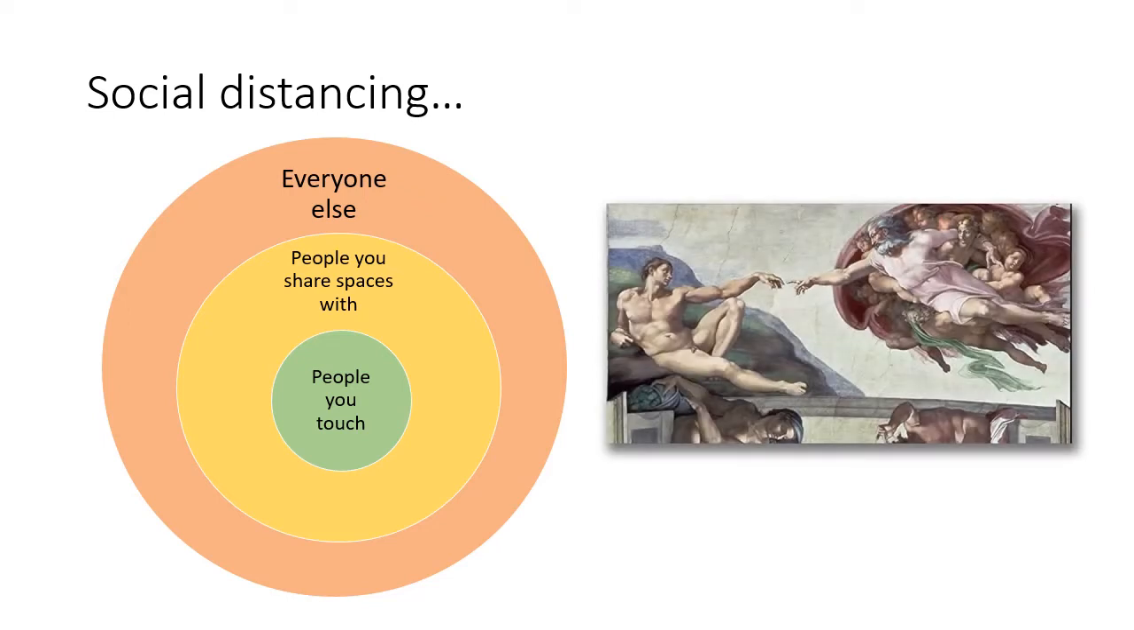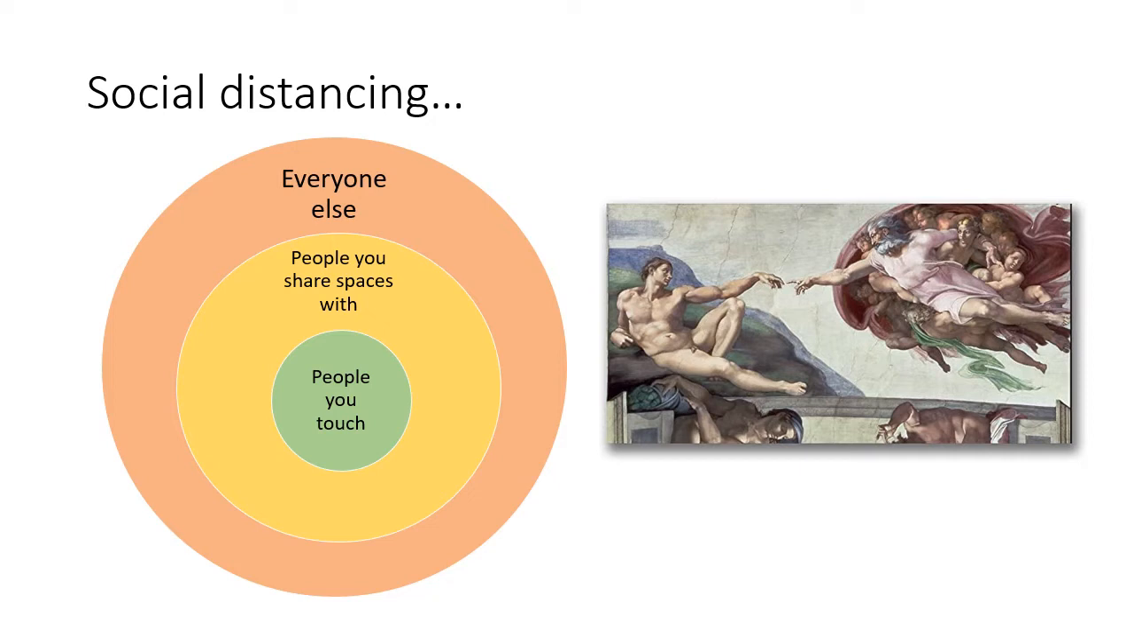So 6 feet is about 2 arms lengths. So if you can actually reach your fingertips to each other, you're a little bit too close. So 6 feet is the distance at which respiratory droplets are unlikely to be able to travel. We also have a family that has a kid same age as ours, and so we've decided that those are also people that we share spaces with.